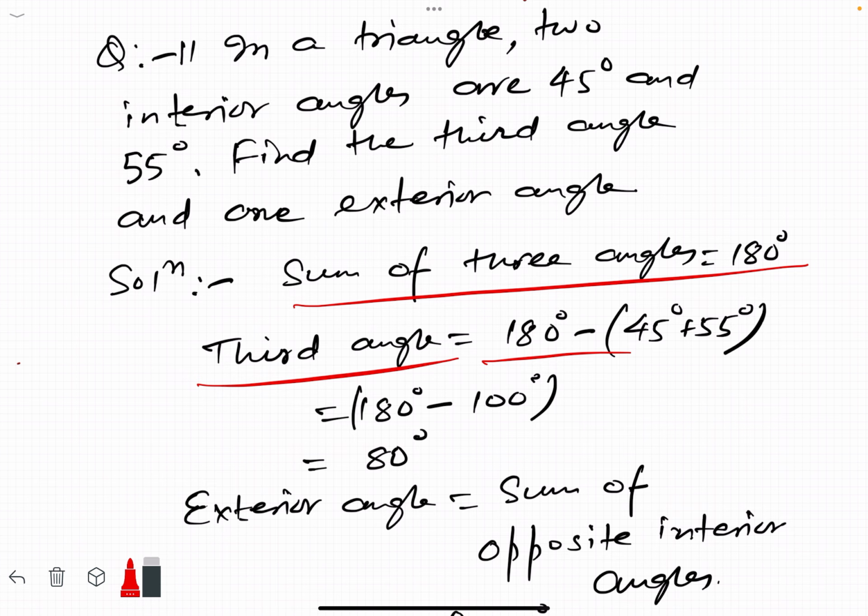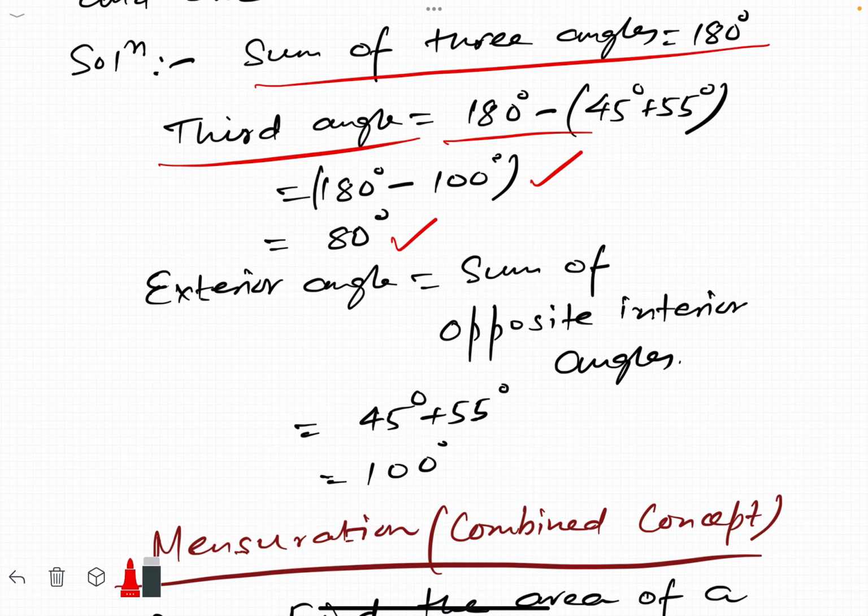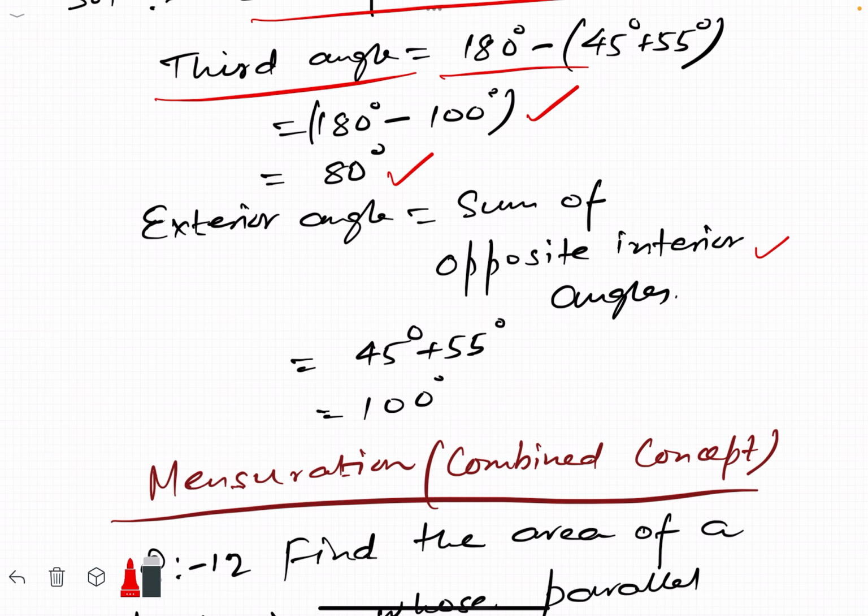That is 180 degree minus 100 degree. That is equal to 80 degree. Exterior angle is equal to sum of opposite interior angles. So exterior angle will be 45 degree plus 55 degree, that is 100 degree.